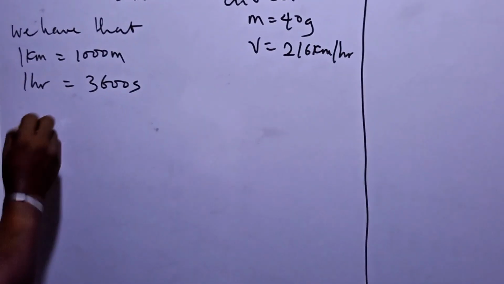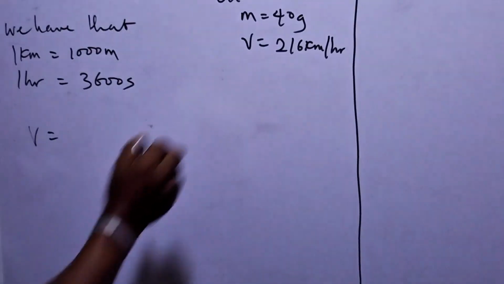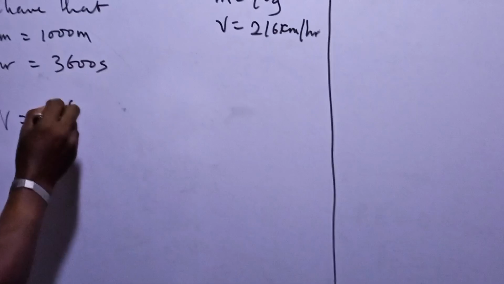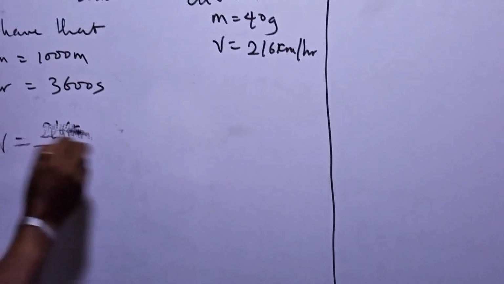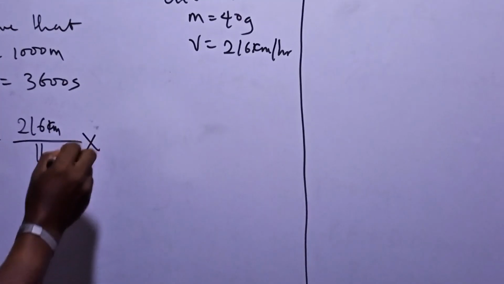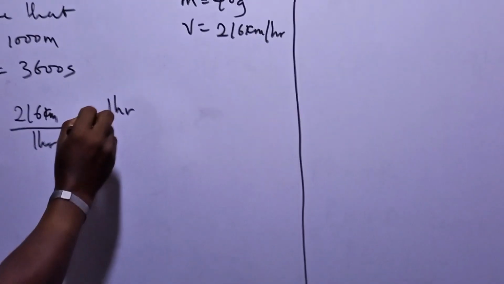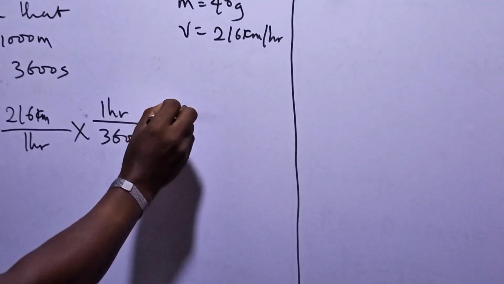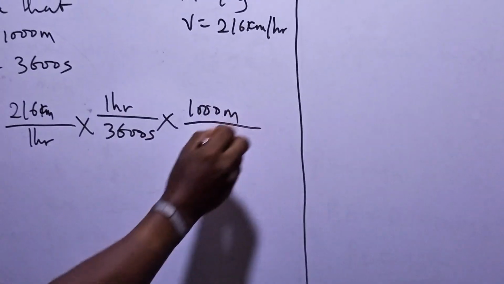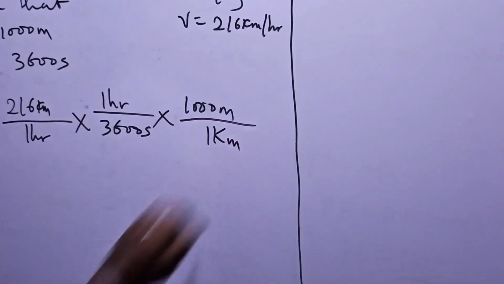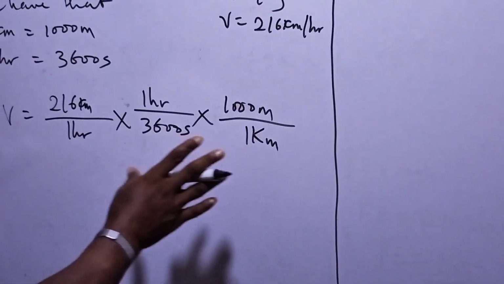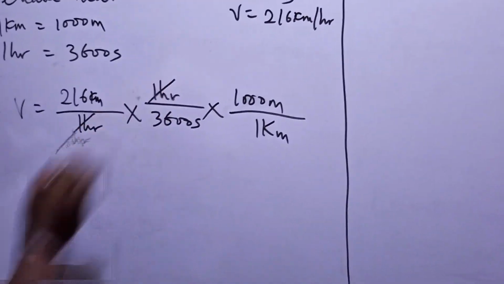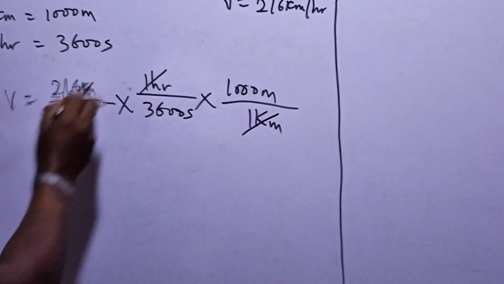Now we have here that velocity equals, trying to convert 216 km/h to meters per second, 216 km/h multiplied by 1 hour over 3600 seconds, multiplied by 1000 meters equals 1 kilometer. If you have gotten it this way, well arranged like this, you have gotten 90% of the whole problem. Now discover that hour will cancel hour, kilometer will cancel kilometer.